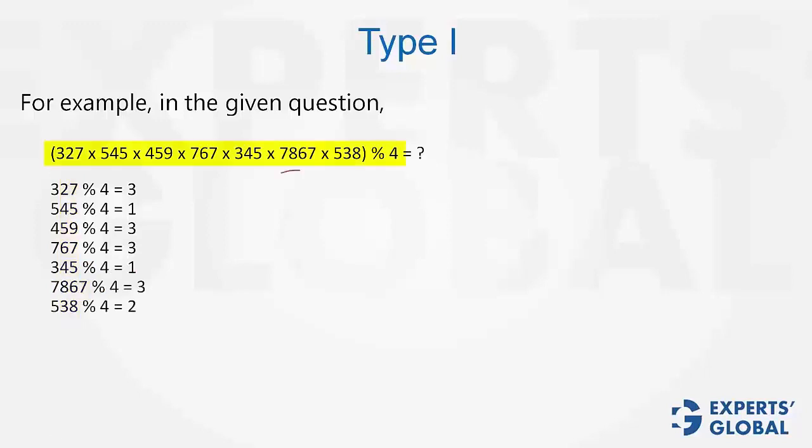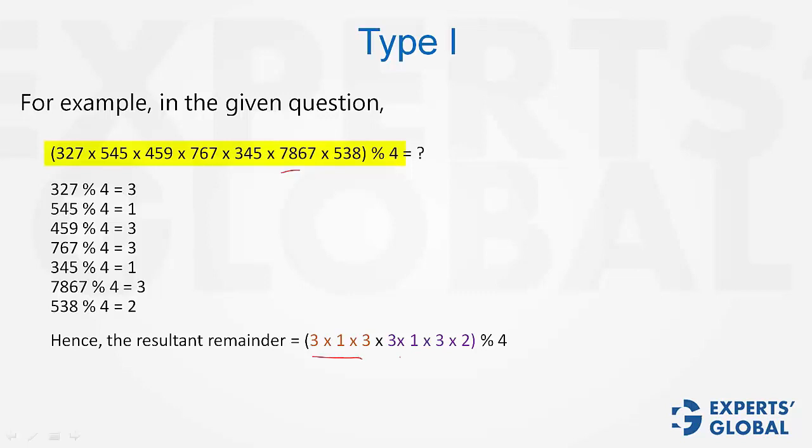Now see, such a huge expression would reduce to a very simple expression. And once again, we don't have to actually multiply the entire term. We can divide this into 2 parts. We say this is 9, this is 18. So it's about remainder of 9 times 18 with 4. 9 would leave remainder 1 with 4. 18 would give remainder 2 when divided by 4. The answer to this question is 2.